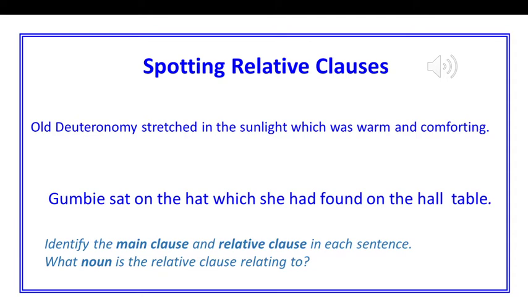And then we've got another sentence which you can think about, and that sentence is Gumby sat on the hat which she had found on the hall table. So once again, just pause the video here, figure out what is the main clause, what is the relative clause, and what is the noun that's having that extra information added about it.